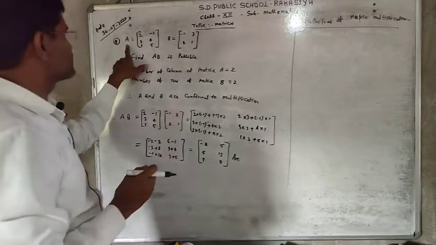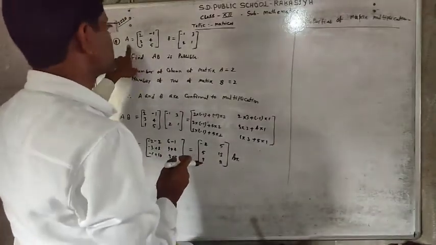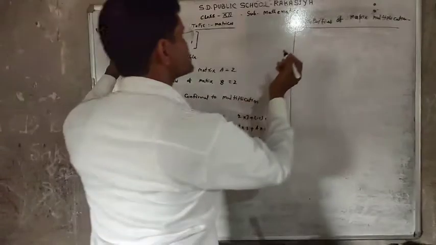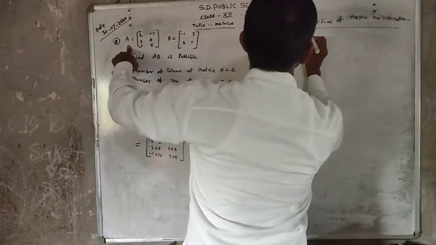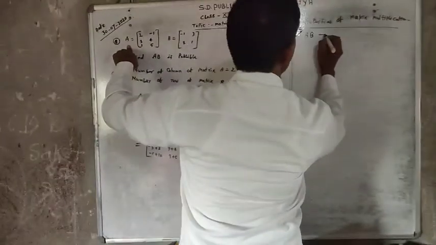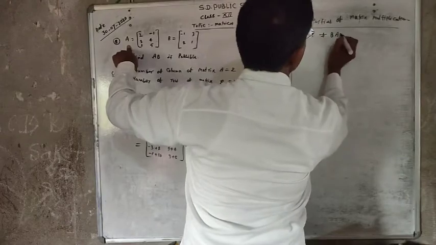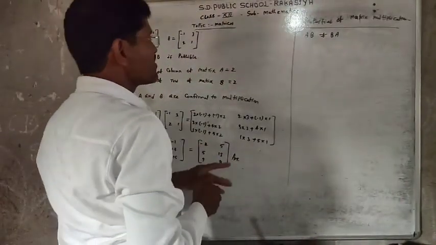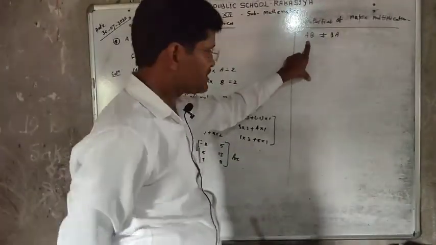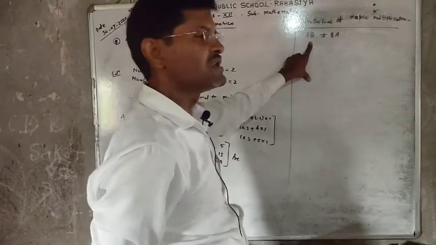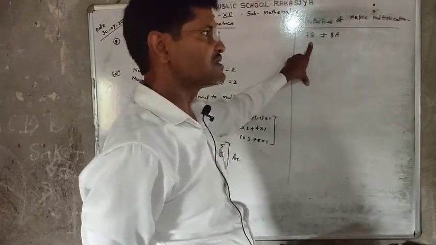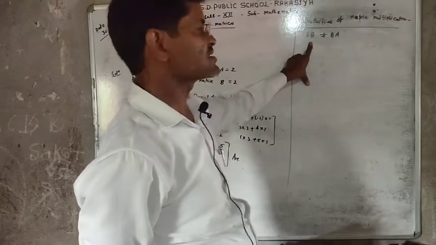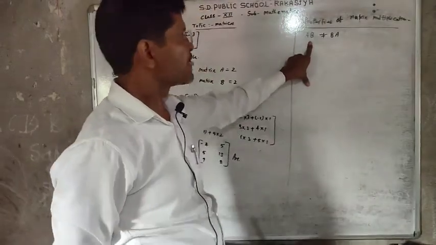Hence, matrix multiplication is not commutative. Means matrix multiplication AB cannot be equal to BA. Hence, we can say that matrix multiplication is not commutative, meaning the multiplication of two matrices cannot be reversed.